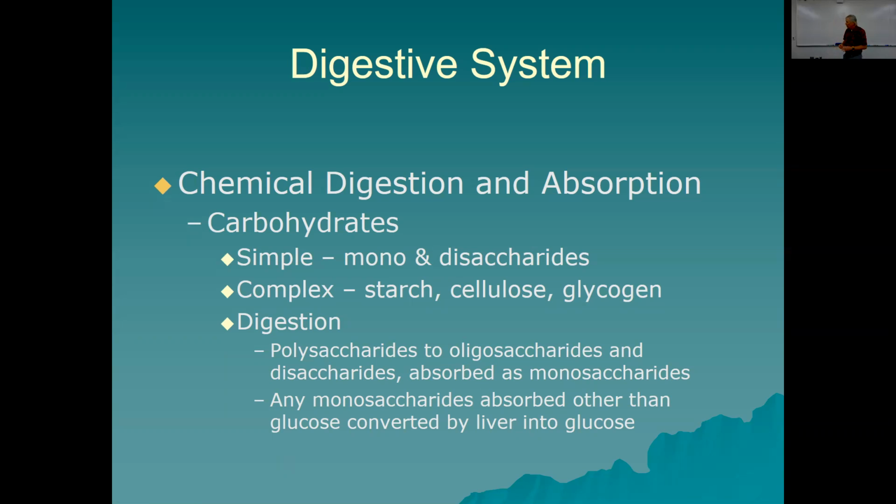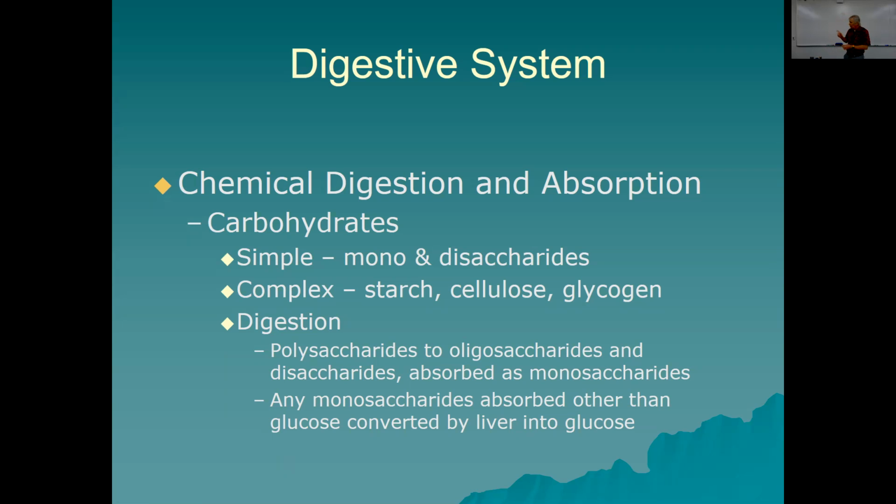Okay. Digestion. So when we eat starch, which is a polysaccharide, we digest it to oligosaccharides, which are just a few glucose monomers long, and then we digest it to disaccharides and then to monosaccharides, and that's how they have to be absorbed, as monosaccharides. This is done by amylases, either salivary amylase or pancreatic amylase.